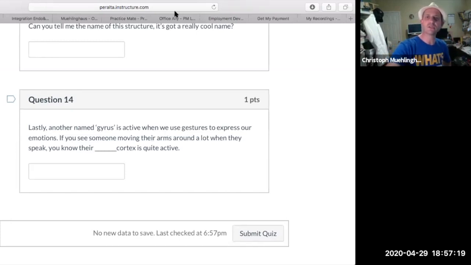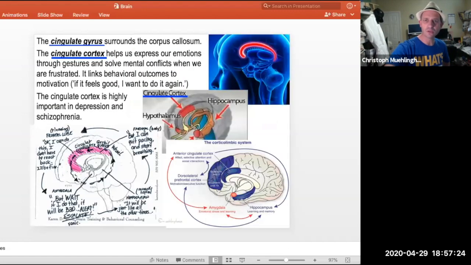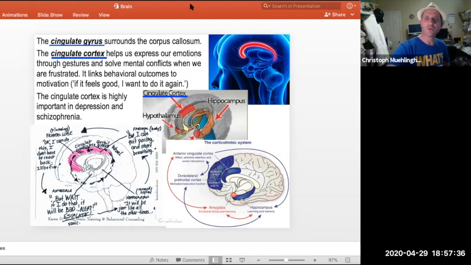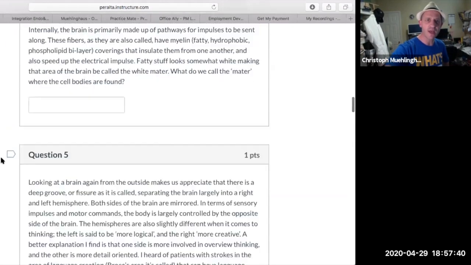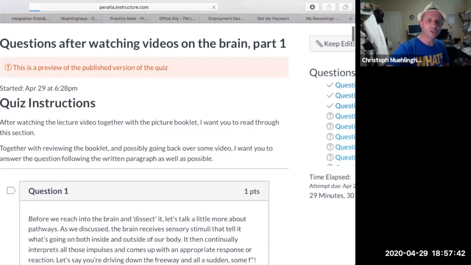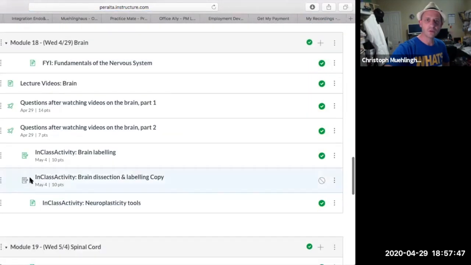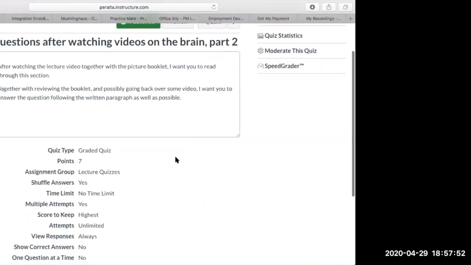Cingulate cortex. Or gyrus, I guess. I guess they call it cortex or gyrus. There it is, both of those. So, yeah, the gyrus is the actual structure. The cortex is what's in it, exactly. Good, that's good enough, I think, unless you guys have a question with that. Let's go to the second set of questions, and then only 7 more. That's not too bad.